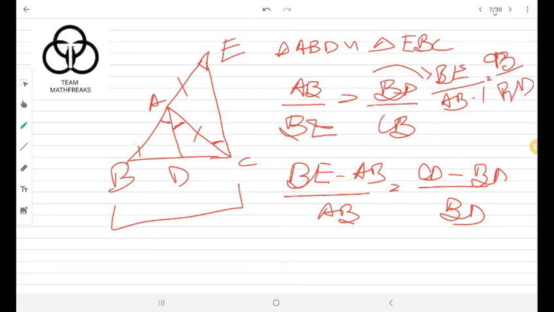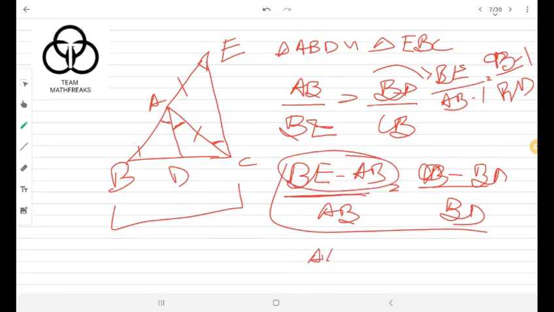Now I can subtract 1 from both sides. Subtracting 1 from both sides gives us this. This is CB, this is CB. Now what are we getting from here? This will give us AE over AB equals DC over BD. So now what can we emphasize?